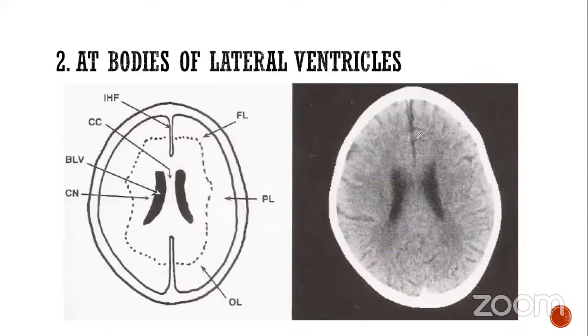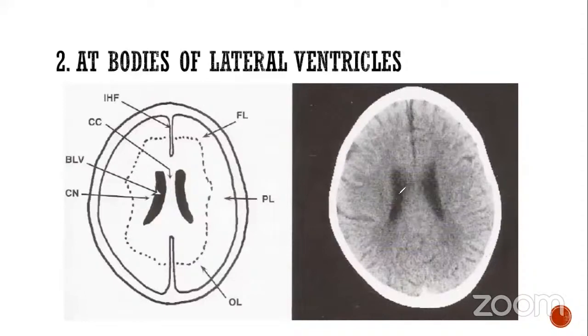That is the interhemispheric fissure. It is the dense sagittal line separating the two frontal lobes anteriorly and the occipital lobe posteriorly. And next one is the corpus callosum. It is a midline structure between the bodies of the two lateral ventricles. That is the corpus callosum.